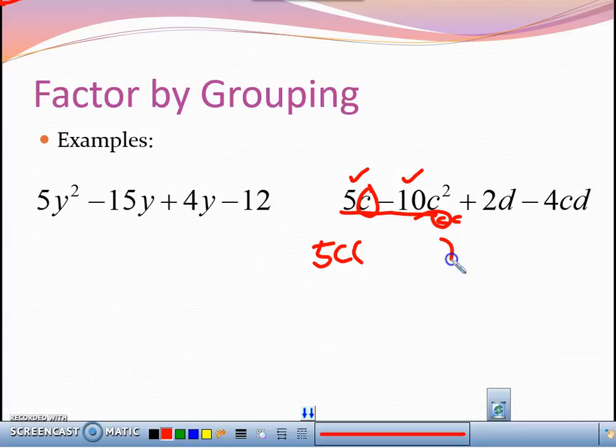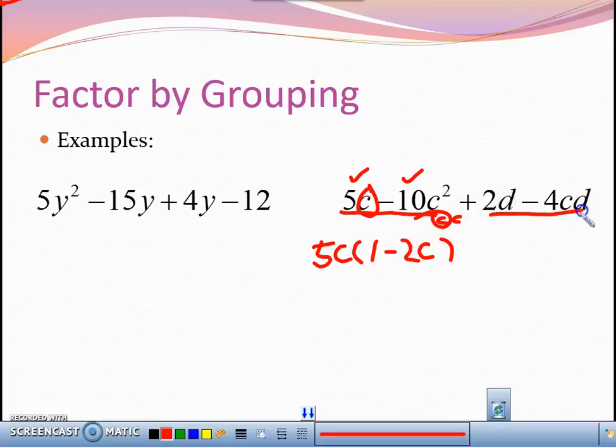And then we're going to put parentheses. So 5c divided by 5c is 1, because 5 divided by 5 is 1, c divided by c is 1, 1 times 1 is 1. And then negative 10 divided by 5 is negative 2. And then c squared minus c to the 1 is c to the 1. So just 1c. So it's 1 minus 2c.